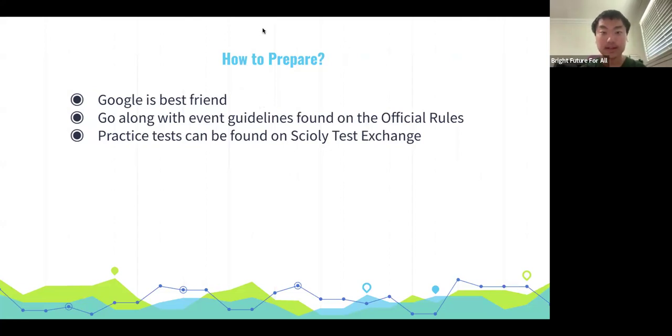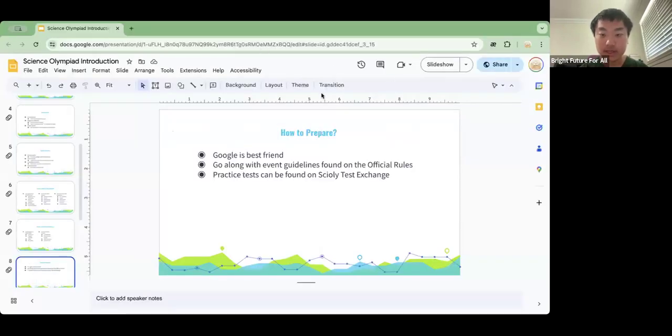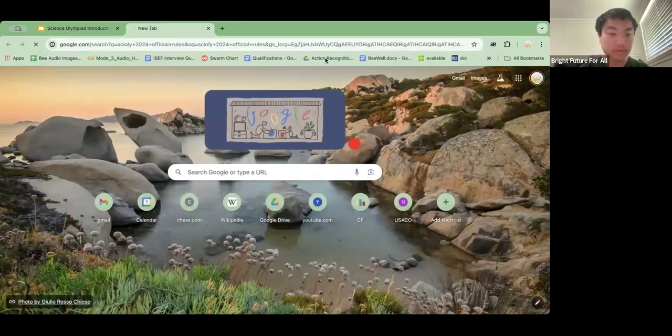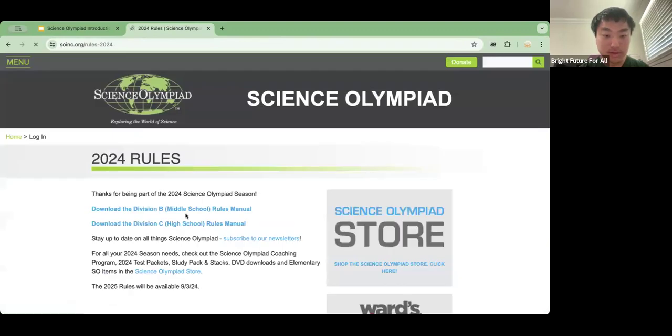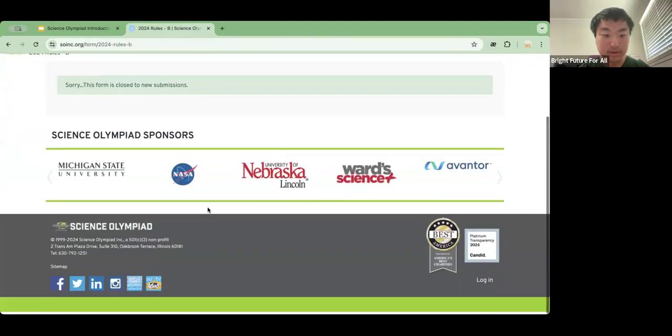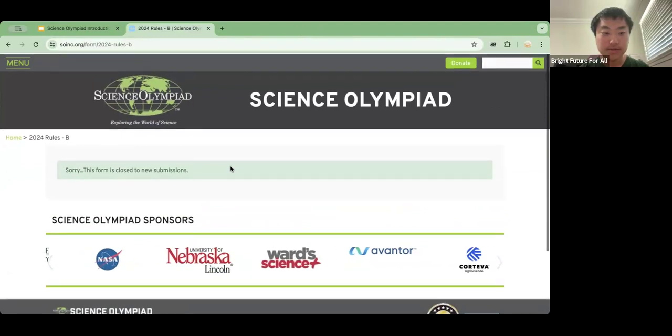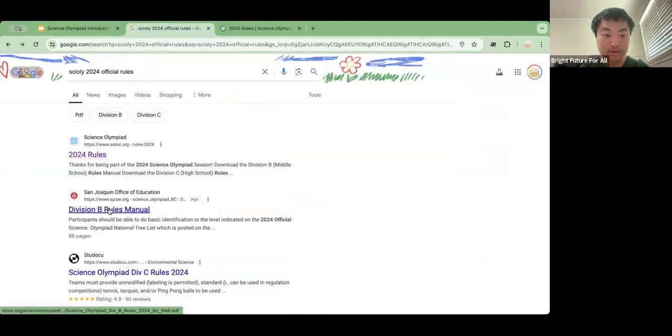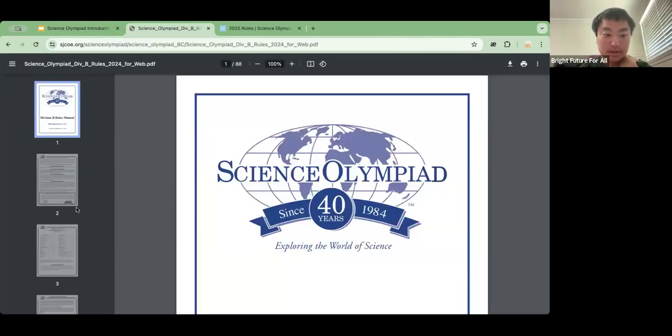Something really important that I've learned over the years is that you need to go strictly on your event guidelines. I think I can actually try to show it right here. They'll have specific guidelines found on the official rules. Oh, wait, can I not download the rules anymore? Never mind.